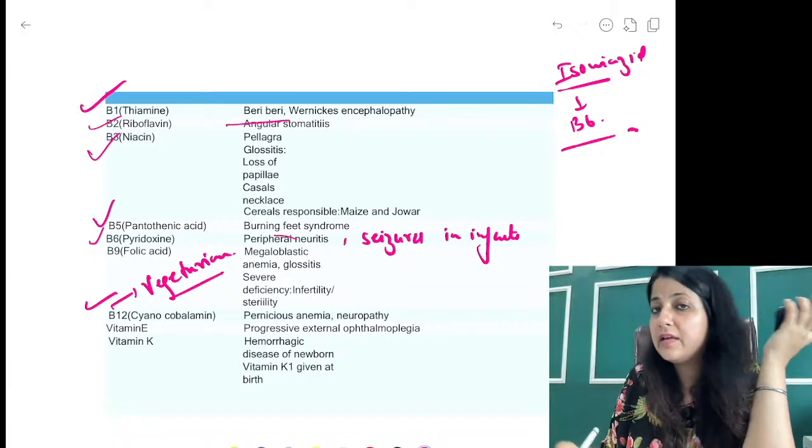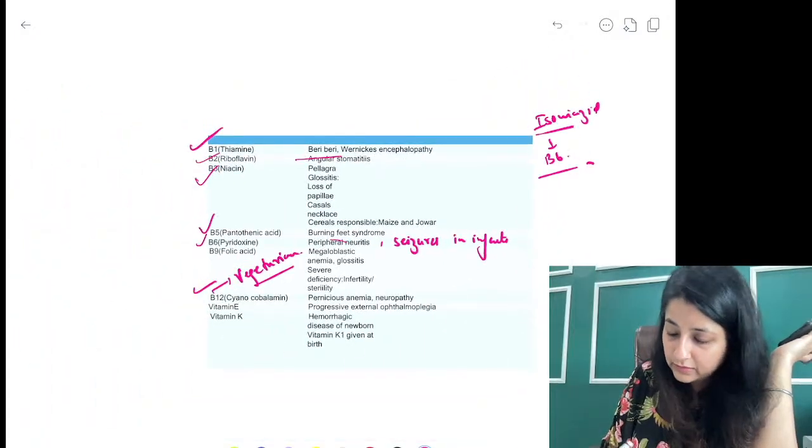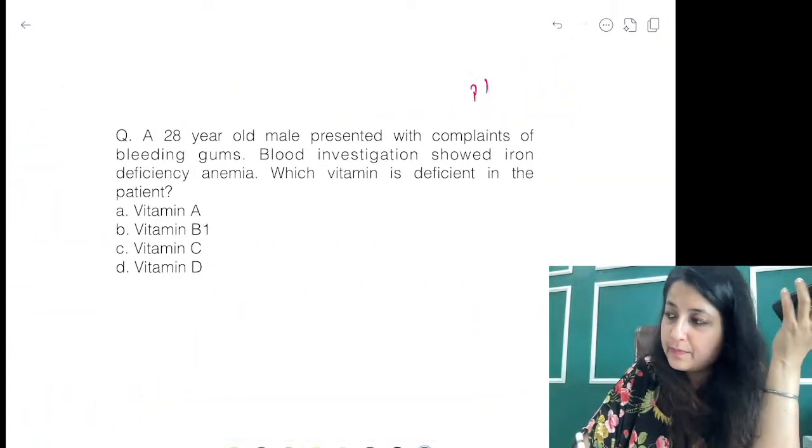Is it clear? B12, beefy tongue, that we discussed the other day also. Okay, moving to the next question. Easy. A 28, this is also a PYQ.